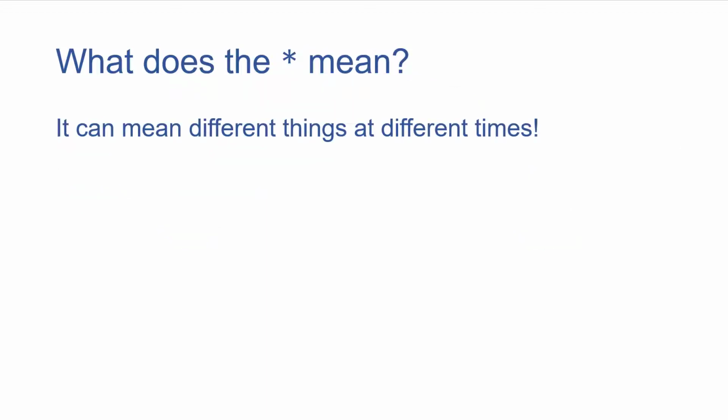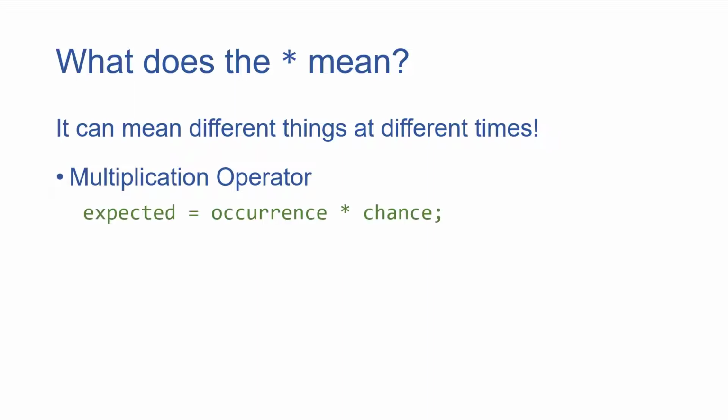So what does it mean? Well, it means different things at different times. So it's important that you understand the difference. If you've done any programming before, then you know that it can be used as the multiplication operator, indicating that you should multiply two things together. So here's an example of it being used in that case.